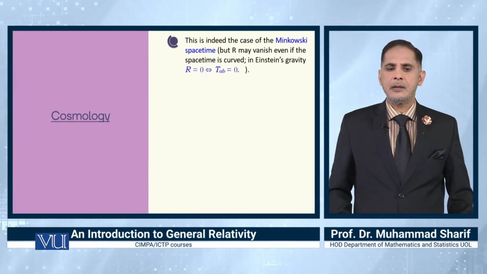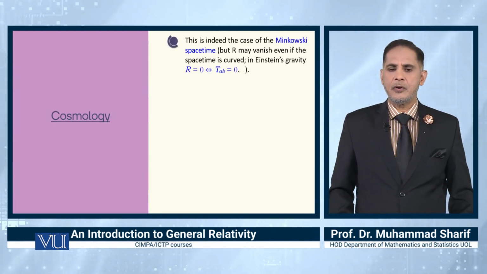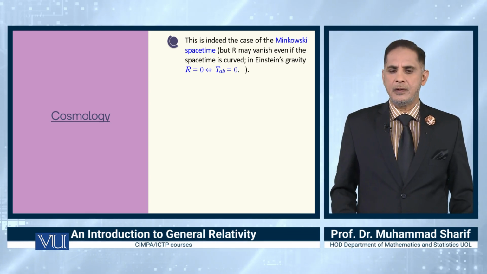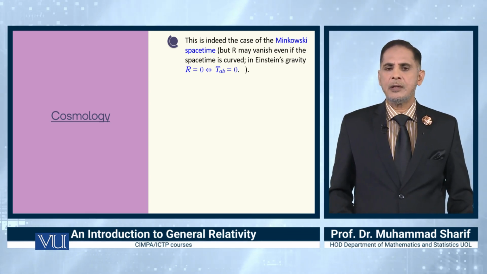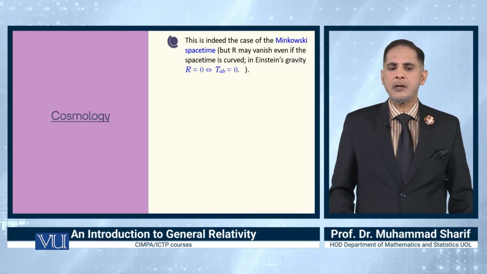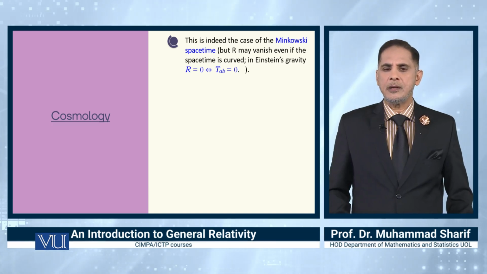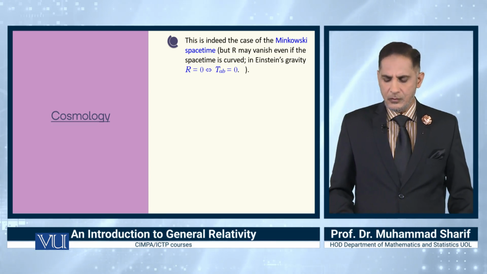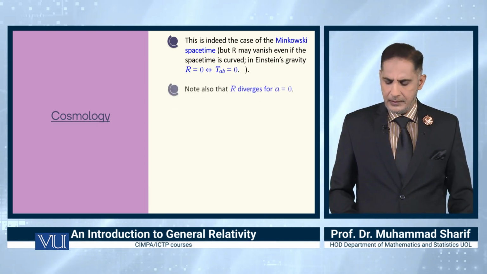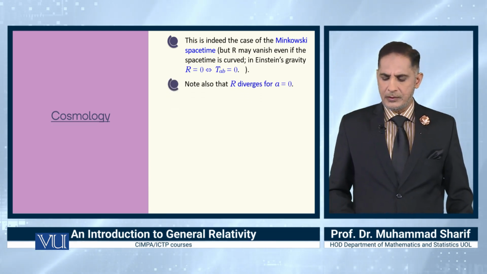This is in fact the case of Minkowski space-time, but R may vanish even if the space-time is curved. As in general theory of relativity, you can see that the Ricci scalar equals 0 if and only if T_AB is equal to 0. This is the case of vacuum space-time. This we have already done in the case of Schwarzschild.